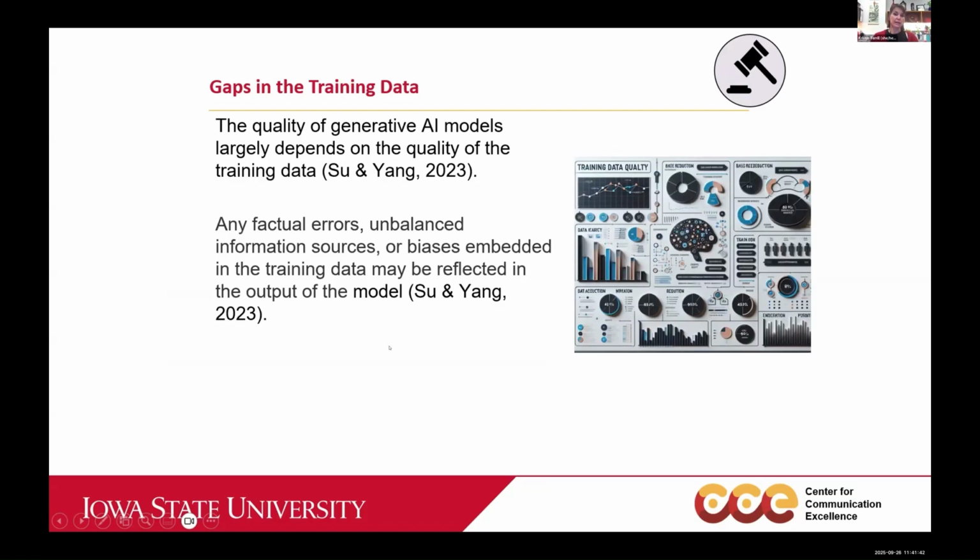They stem from gaps in the training data. The quality of generative AI models depends on the quality of the training data. If you're pulling the entire web, you may not be getting data that reflects your values, but it's big enough to train the model to be very coherent. And so there's a trade-off there. The more data you have, the more coherent your model is, but also the more disgusting it might be. Factual errors, unbalanced information sources, or again, biases embedded in the training data may be reflected in the output of the model. They are reflected in the output of the model. They define the output of the model.